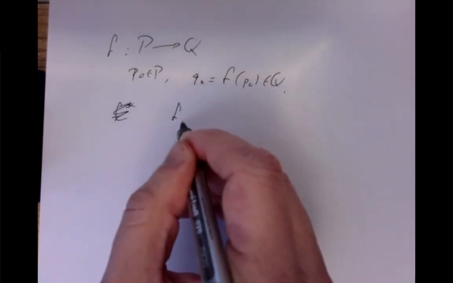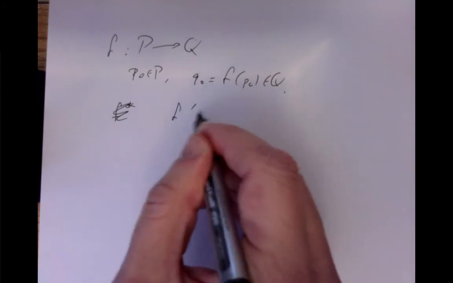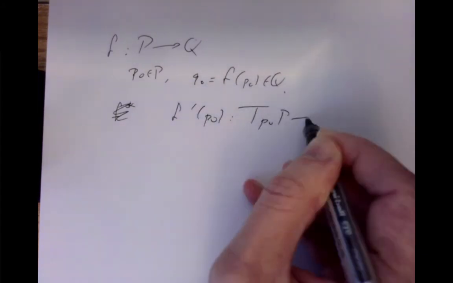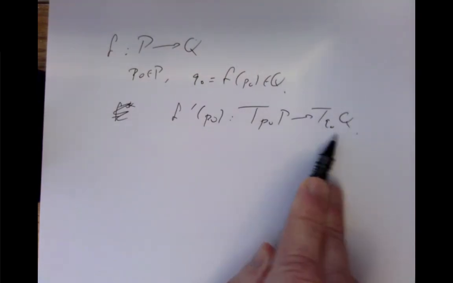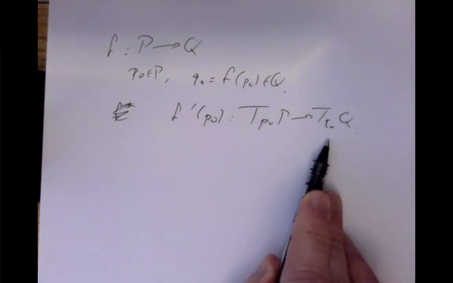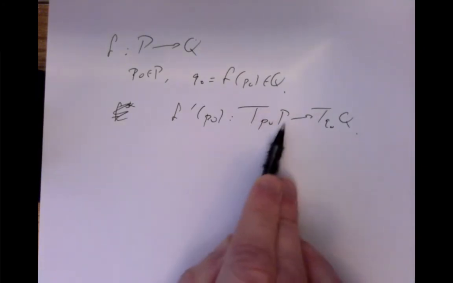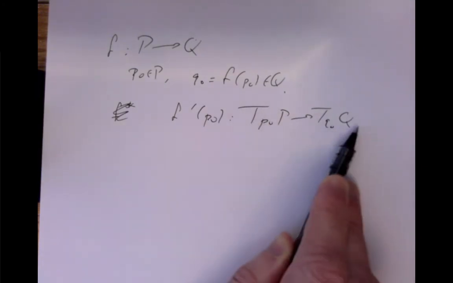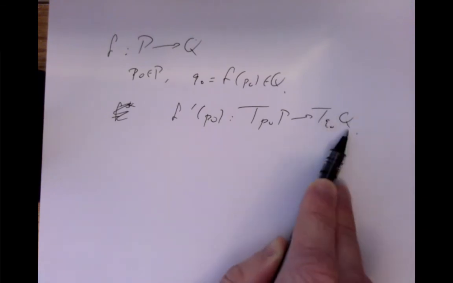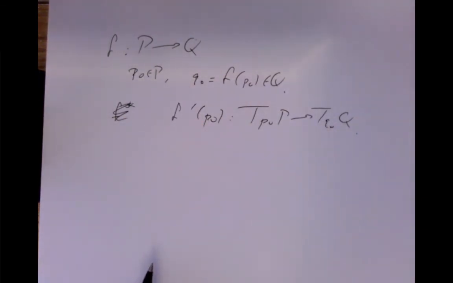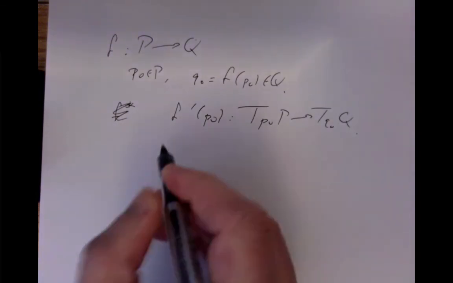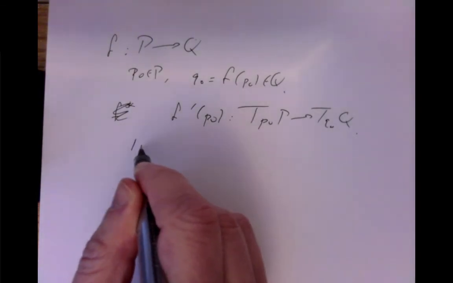We already have a map, which is our F prime at P naught, which takes tangent vectors to tangent vectors. So we know how to operate with tangent vectors abstractly. This doesn't require any coordinates. It takes the velocity of a curve on P to the corresponding velocity, the corresponding curve on Q, where I make curves correspond by mapping them through F. So that was how we operated.